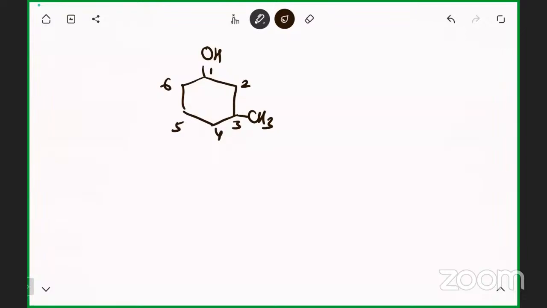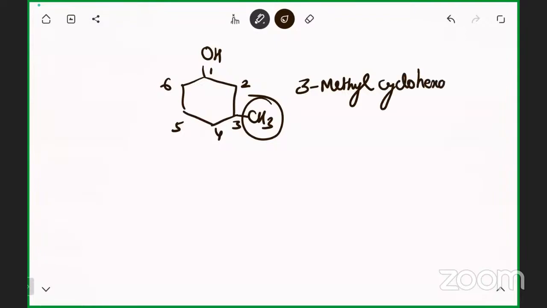3-methyl. Very good. Just because on the third position we have CH3, 3-methyl. Then cyclohexane, cyclohex, then 1-ol. Got it? Okay. Next point, the 9th point.